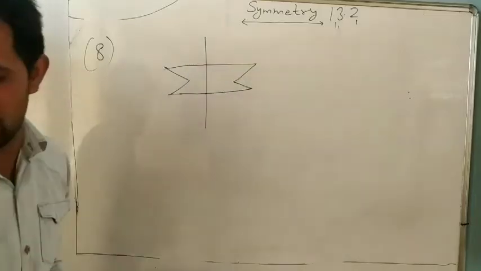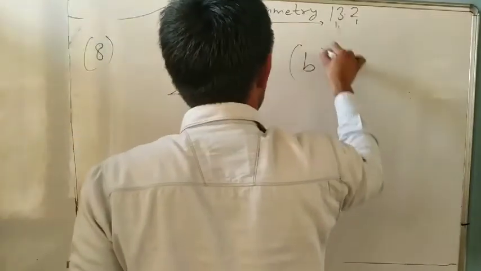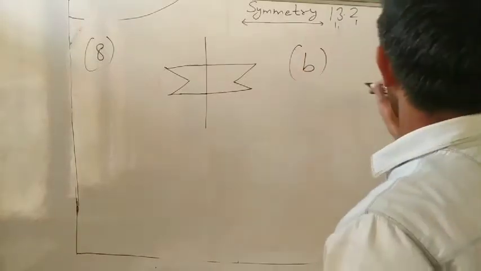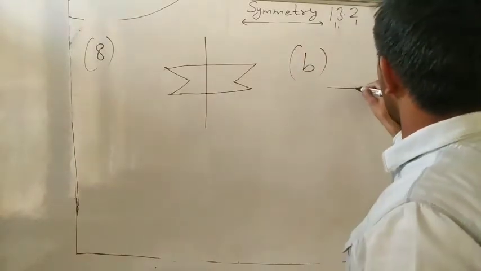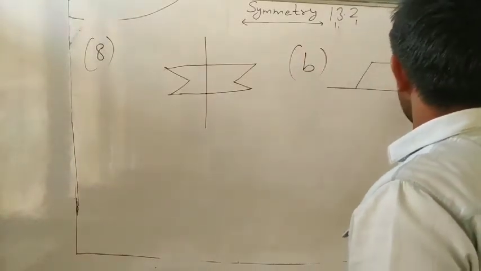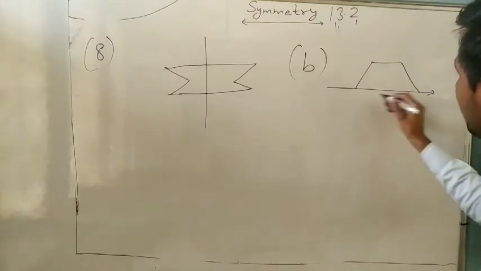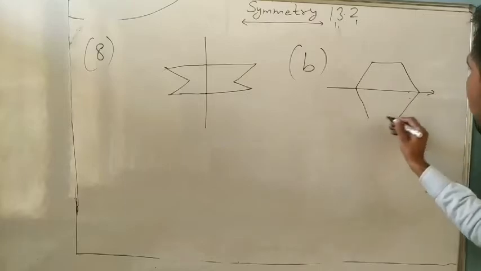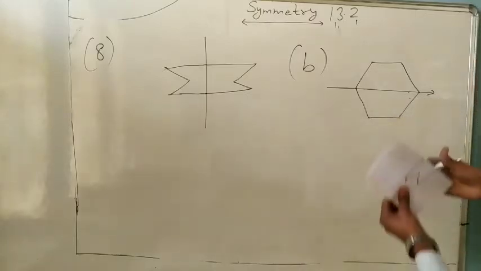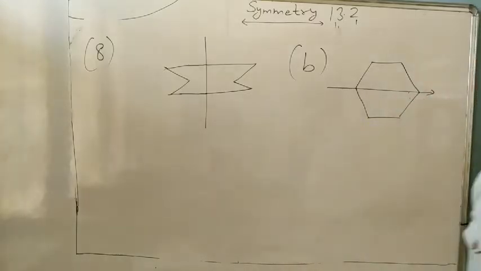In the B part, the paper has a line of symmetry. When we fold it, it is like this. So when you open it, it is the same as the figure. You will join here to here, and here and here. So when you fold it, it will become this. Understand it? It is a very simple exercise.